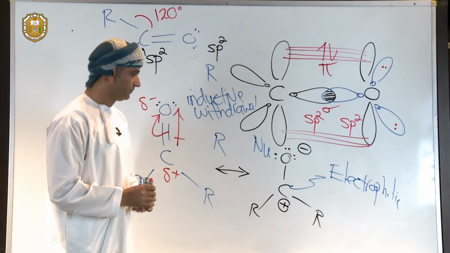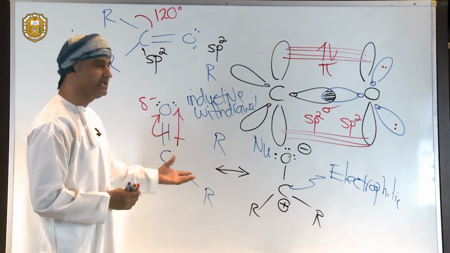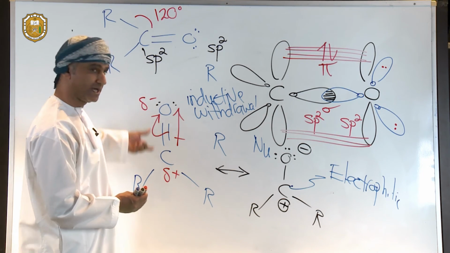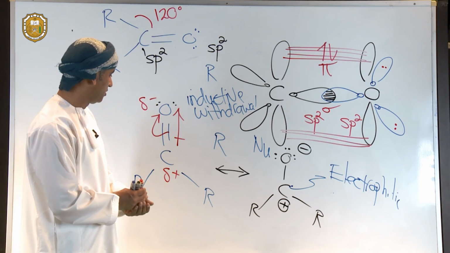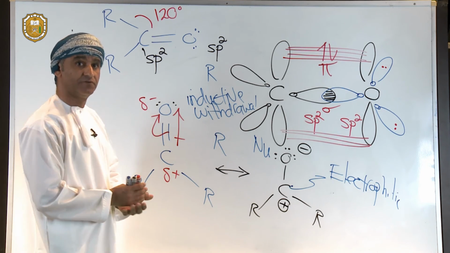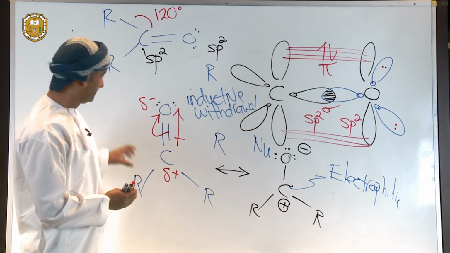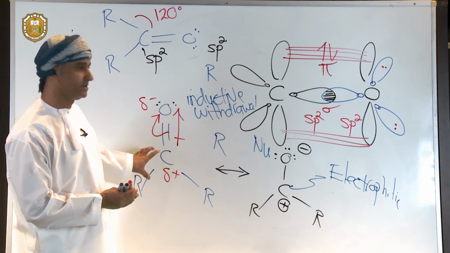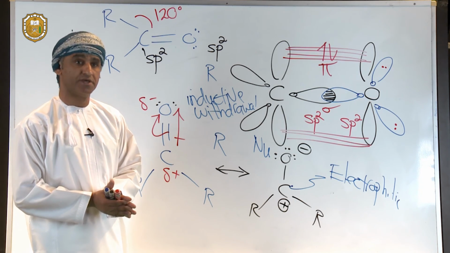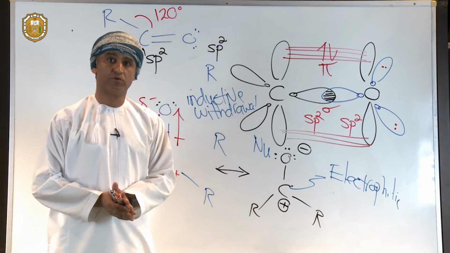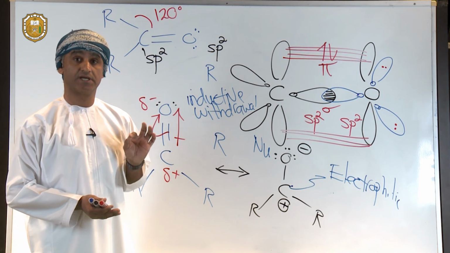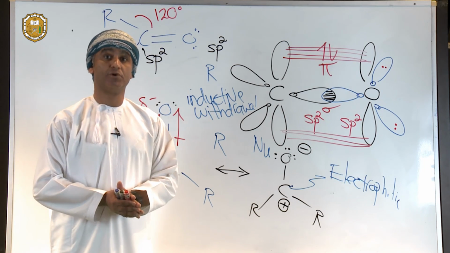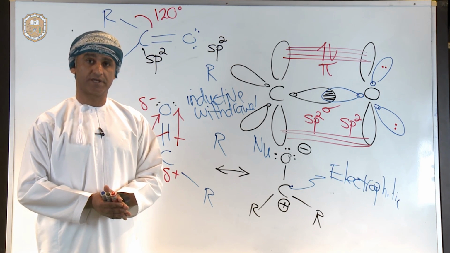So carbon is electrophilic, oxygen is nucleophilic, not only because of resonance withdrawal, as you see in front of you, but also as a result of inductive withdrawal, which is also a consequence of the difference in electronegativity between oxygen and carbon, leaving a positive partial charge on carbon and a negative partial charge on oxygen. Therefore, carbon of the carbonyl group is susceptible to nucleophilic attack. Carbonyl groups are probably or arguably the most important functional group in organic chemistry.